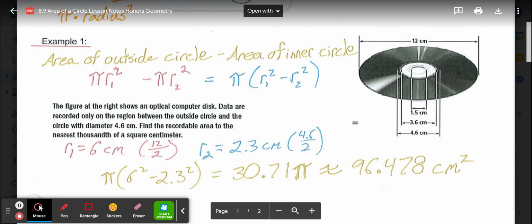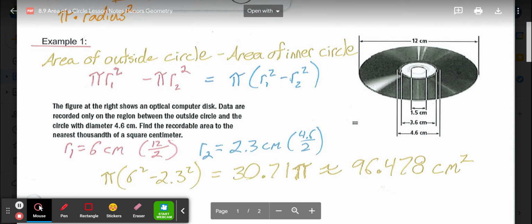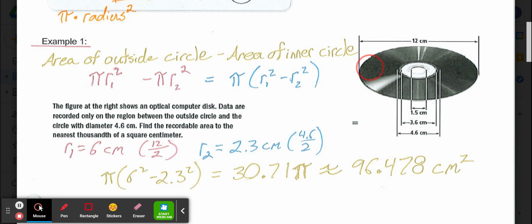It says the figure at the right shows an optical computer disk, aka a CD. Data are recorded on the region between the outside circle and the circle with a diameter of 4.6 centimeters. So data can fit anywhere in this space from the outer circle to the circle where the diameter is 4.6. Find the recordable area to the nearest hundredth of square centimeters.